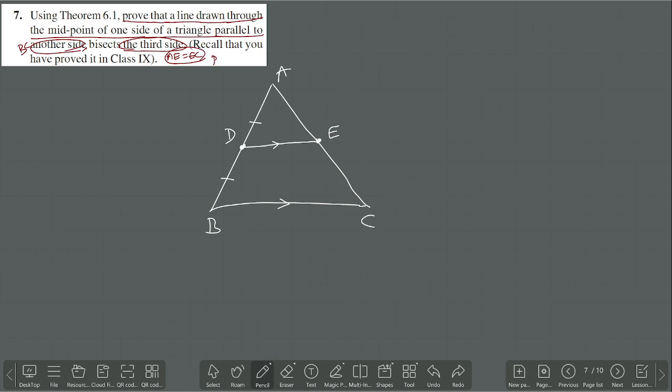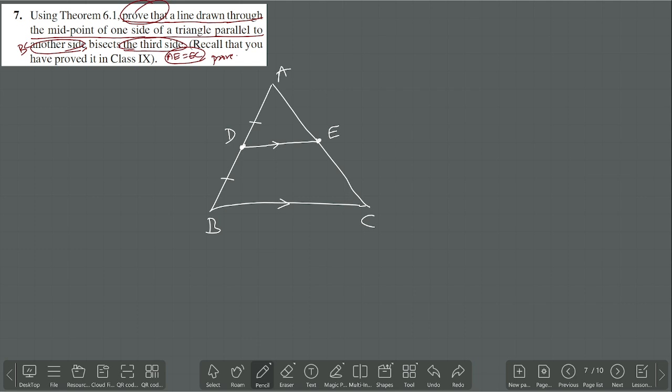We have to prove it bisects the third side. That's what they are given here. Prove that this line bisects the third side. So the third side alone it divides equally, like that we have to bring. Shall we go? Question, do you understand?